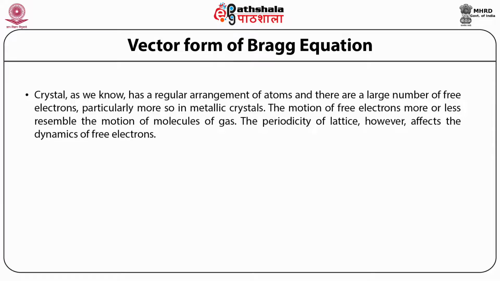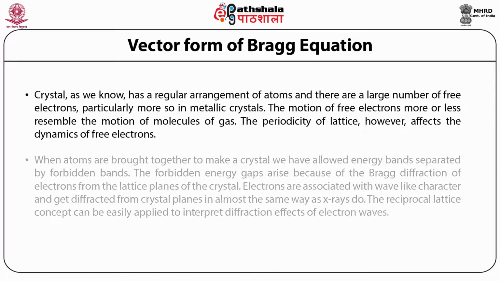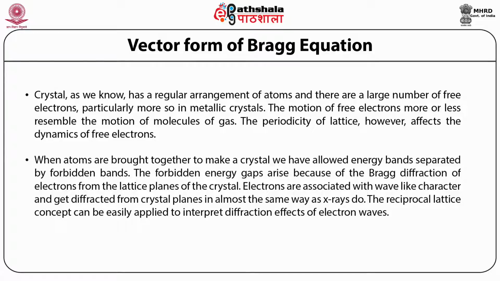Crystal, as we know, has a regular arrangement of atoms, and there are a large number of free electrons, particularly more so in metallic crystals. The motion of free electrons more or less resembles the motion of molecules of gas. The periodicity of lattice, however, affects the dynamics of free electrons. When atoms are brought together to make a crystal, we have allowed energy bands separated by forbidden bands. The forbidden energy gaps arise because of the Bragg diffraction of electrons from the lattice planes of the crystal.